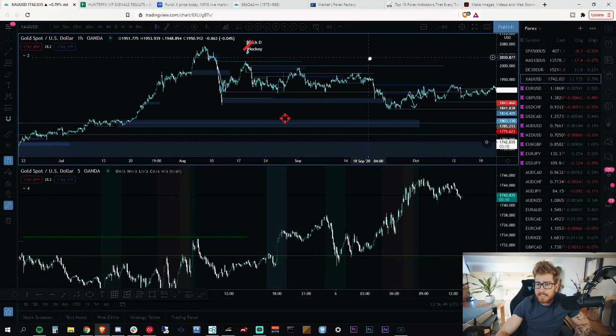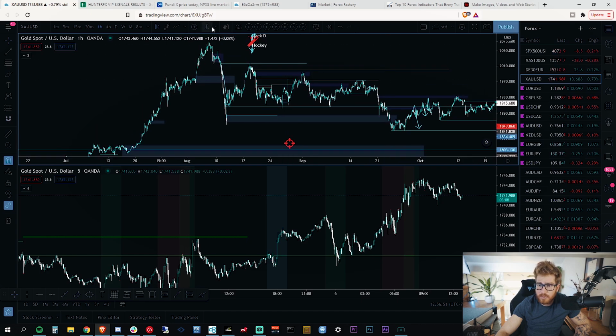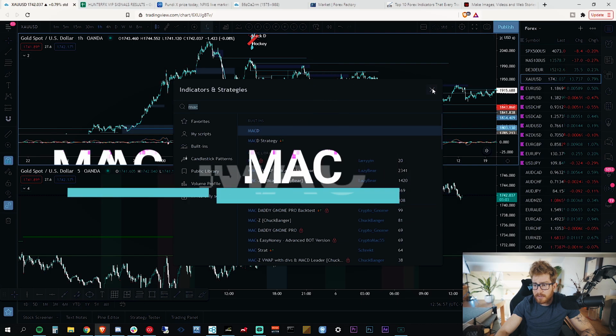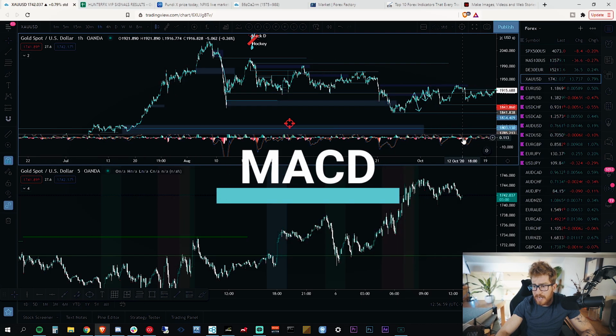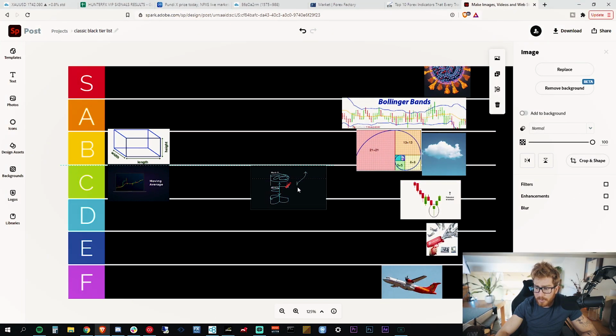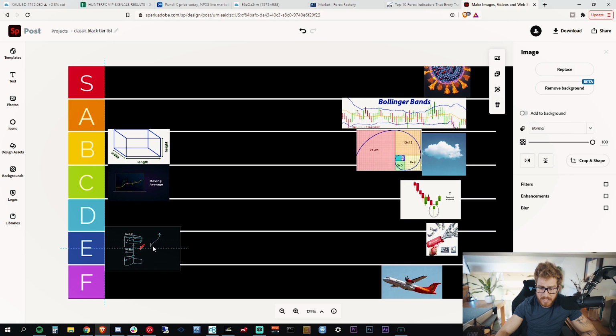So I think MACD is a really crappy indicator. Let's type in MACD here. It is a very lagging indicator. It doesn't really add too much confluence, and the only thing that you can really use it for is divergences. So we're going to drop the MACD all the way down to an E tier because it can be used in divergences, but it's not very good at all.